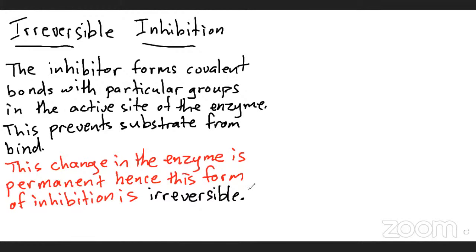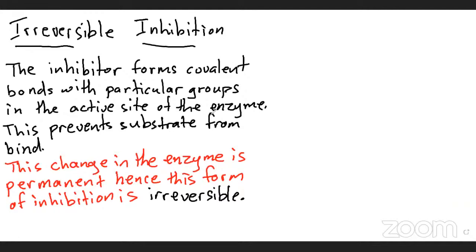All right, by the way, the competitive and the non-competitive ones were both reversible, so we call them reversible inhibition. Both the competitive that I just showed you and the non-competitive one were reversible because there was not a permanent change in the enzyme. This one here, the irreversible one, is when the change is permanent. So the enzyme cannot go back to what it was, all right? When the change is permanent, that is when the inhibition is irreversible.